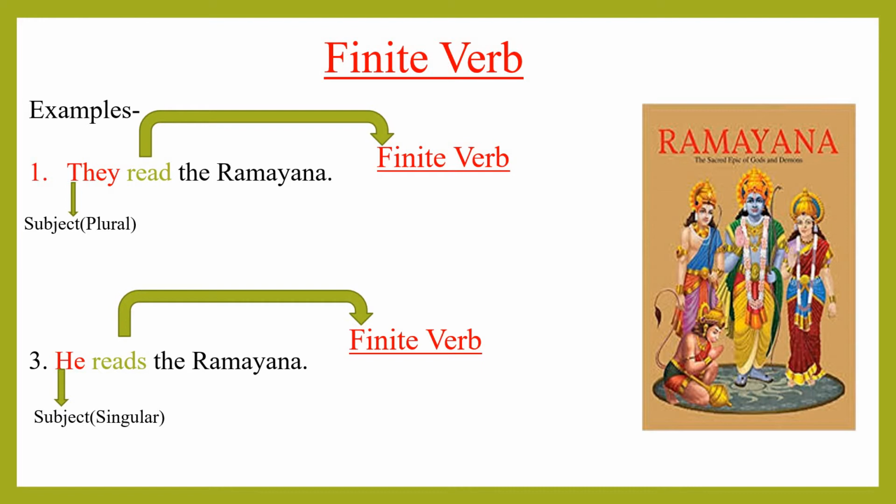Thus, a verb which is limited by the number and person of its subject is called a finite verb. In other words, when the verb in a sentence indicates the tense and changes according to the number of the subject, we call it a finite verb.